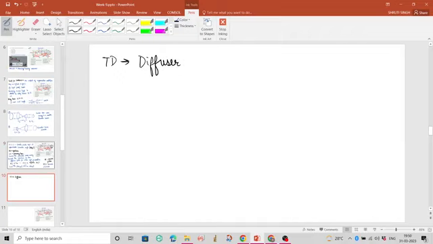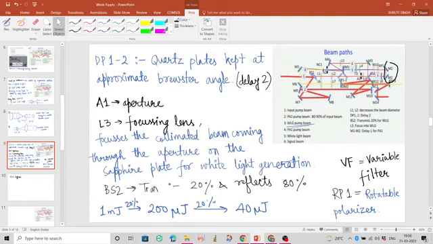So let's talk about TD a bit later. After this L4, the blue color now shows the white light. The white light hits this DM1, which is again a dichroic mirror, and from there it goes through this aperture and hits the NC1. NC1 is our non-linear crystal.